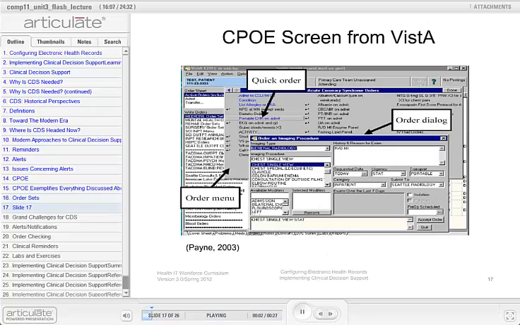This slide shows what a CPOE chest X-ray order screen might look like from the VISTA system. There are a number of quick orders in the system so that the required information can be answered quickly. Once all the information is there, the order can be entered. The lab exercises accompanying this lecture will provide the opportunity to create an order set similar to this.